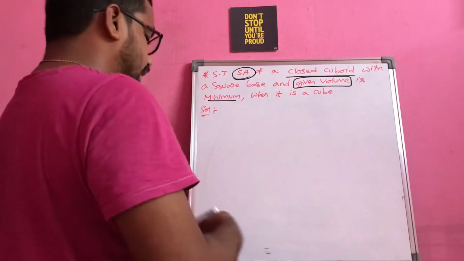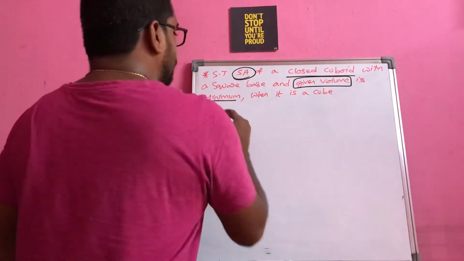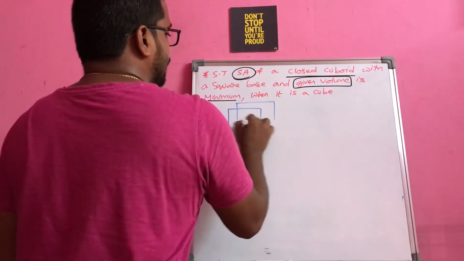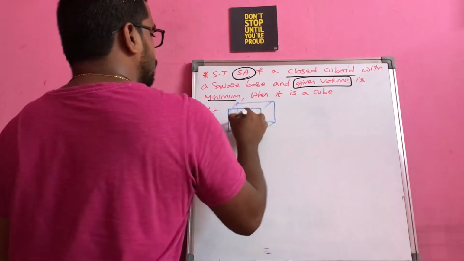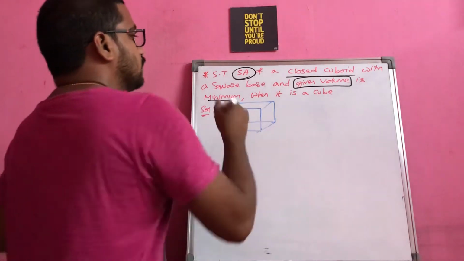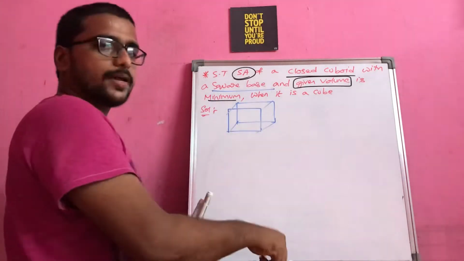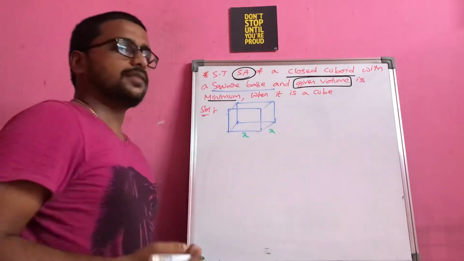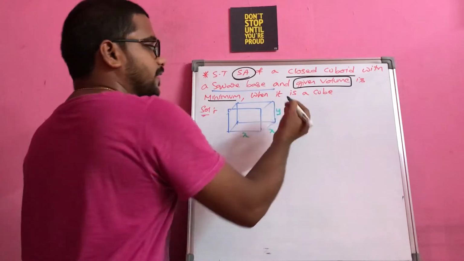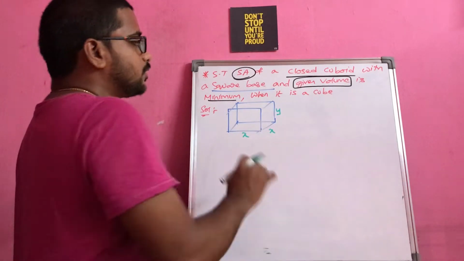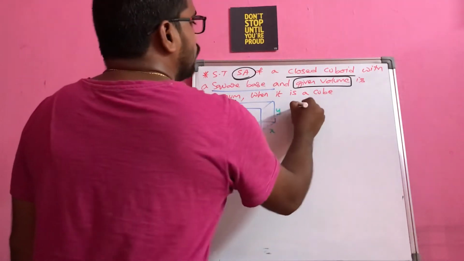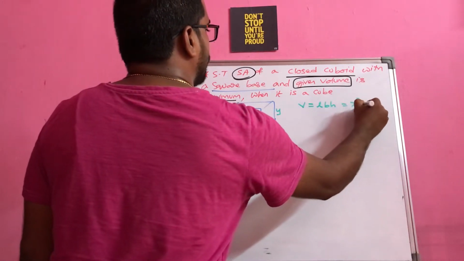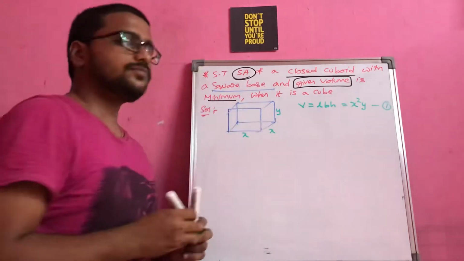So what they have given to us is a closed cuboid. That means you have a cuboid like this. But what they said is it has a square base. Square base in the sense that at the base, x and x, length and breadth are the same, and let the height be h or y, anything you can take. So for this cuboid, the volume V will become LBH, that is nothing but x square into y. This is given to us, right?